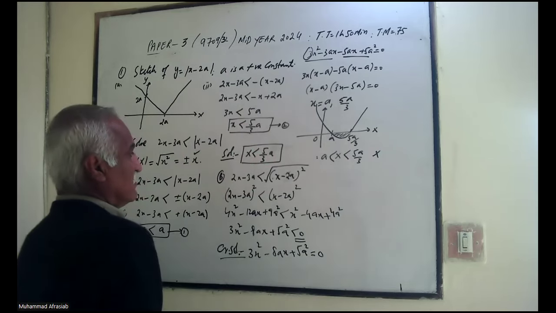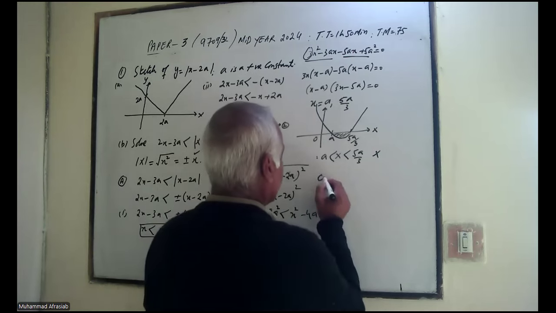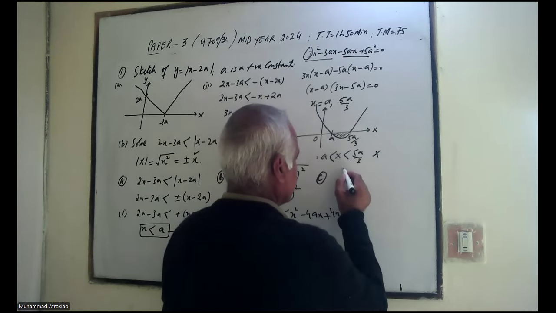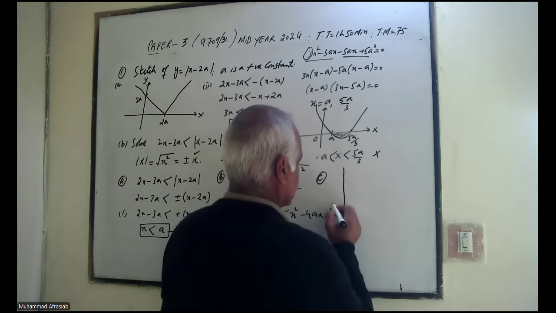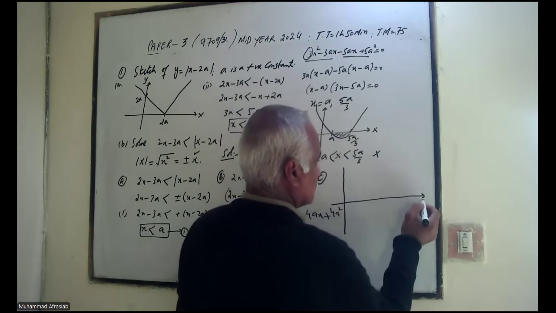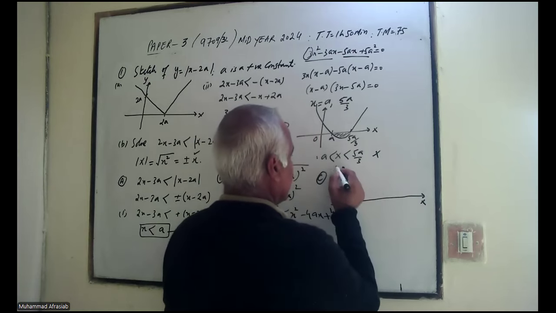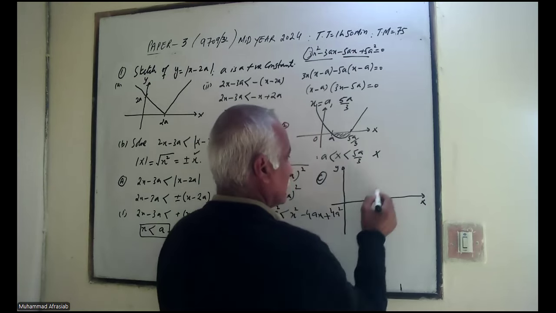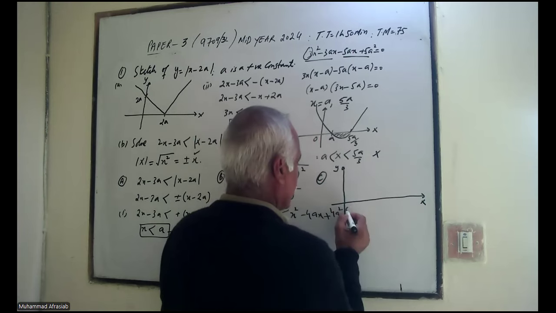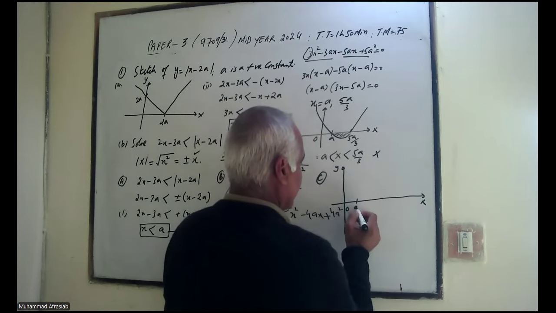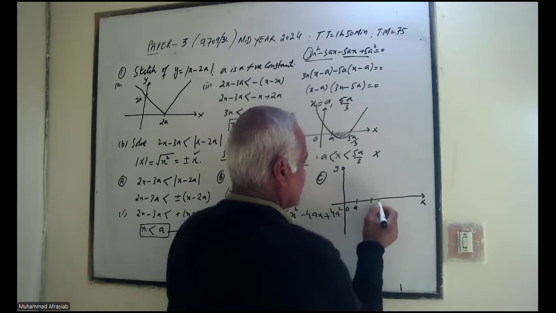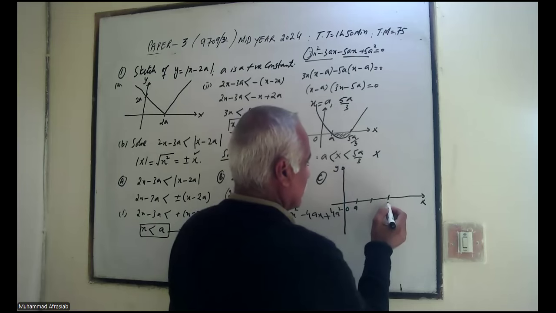Then the third method is the sketch of this graph. This is the x-axis, this is the y-axis, and here it is 0, a, and 2a.